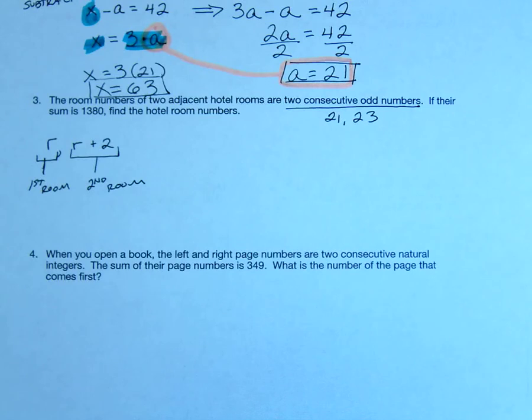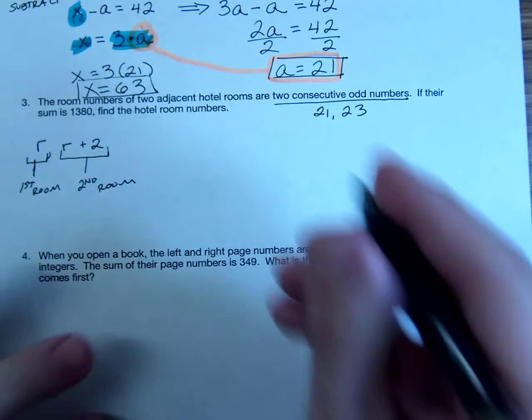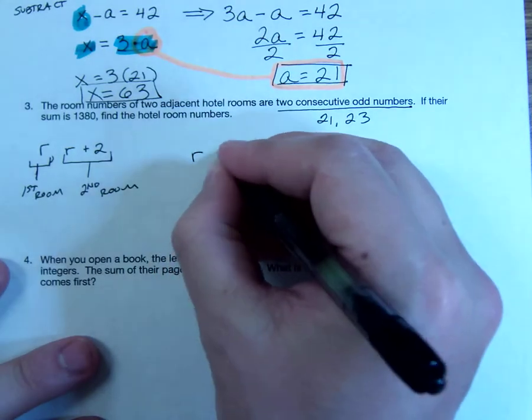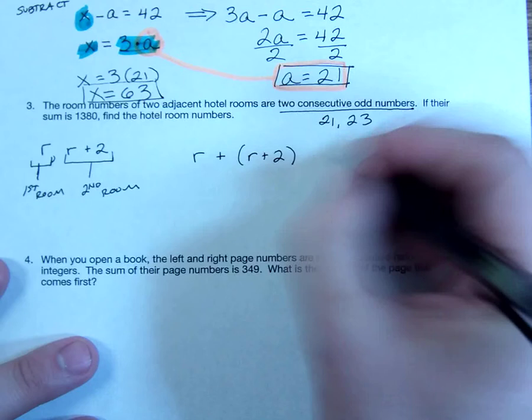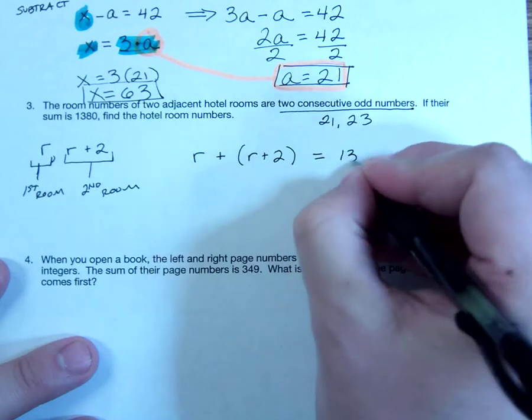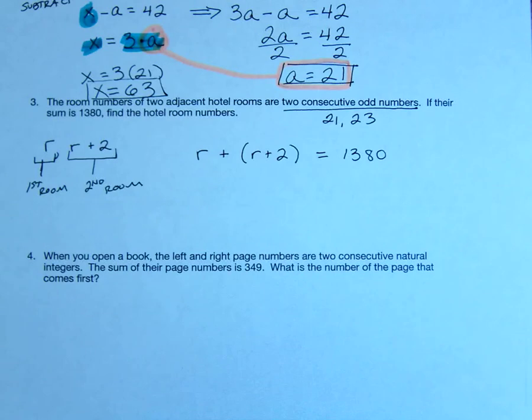Does that make sense? Well, now it's pretty easy. If I add these 2 rooms together, I should get 1380. So the first room plus the second room should have a sum of 1,380. All right, my little algebra experts, take it away. What do I do?